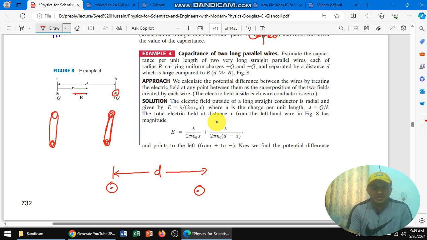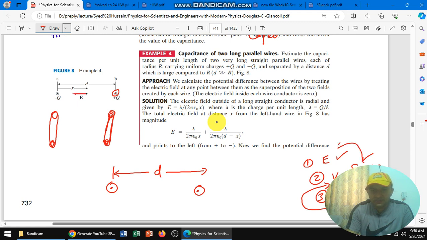Step number one is to find the electric field intensity E. Then we find the potential V by using the formula integral of E dot dl. Then we find the capacitance: Q is equal to CV, so C is equal to Q over V. Basically capacitance is Q over V, and V can be found by the integral of E dot dl. So first we find E, then we find V, then we find C.